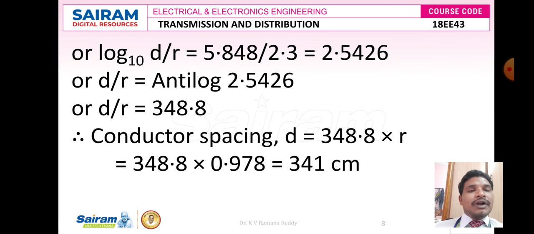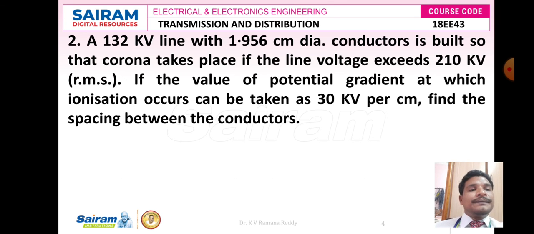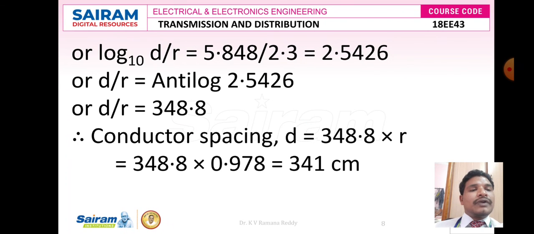Now, to calculate the conductor spacing D: D is equal to 348.8 into R. As we know, R is equal to 0.978. Multiplying 348.8 by 0.978, we get D equal to 341 centimeters. So finally, according to the given problem, we have calculated the spacing between the two conductors, D, which is 341 centimeters.